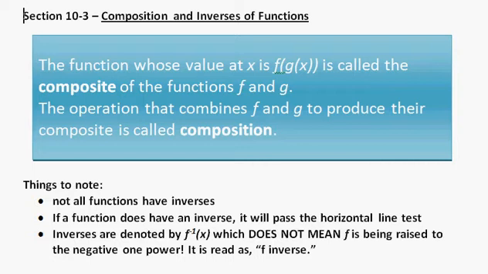Now, things to note: not all functions have inverses, because we're going to find out what an inverse is. And if a function does have an inverse, it will pass a horizontal line test, which we'll talk about and what it exactly is. And inverses are denoted by this symbol right here. It looks like f to the minus 1 of x, which does not mean f is being raised to the negative 1 power. It is read as f inverse. So I'm going to try to remember to read it as f inverse throughout the videos.